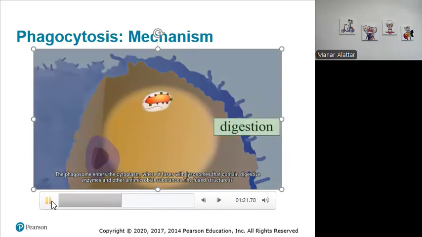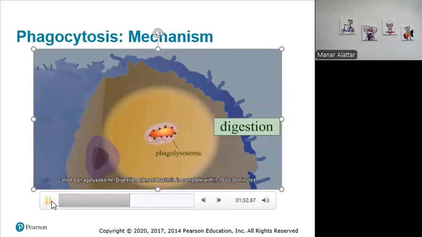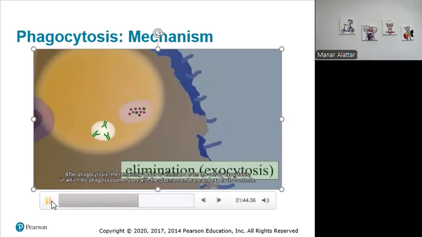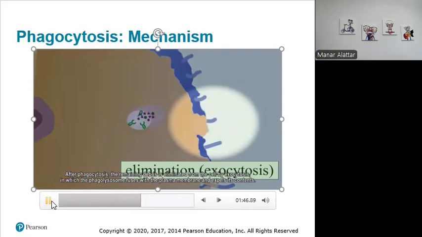The phagosome enters the cytoplasm, where it fuses with lysosomes that contain digestive enzymes and other antimicrobial substances. The fused structure is called a phagolysosome. Digestion of most bacteria is complete within 10 to 30 minutes. After phagocytosis, the remaining debris is eliminated from the cell by exocytosis, in which the phagolysosome fuses with the plasma membrane and expels its contents. Some of the contents of the phagolysosome may also be presented on the cell membrane through a process called antigen processing and presentation.